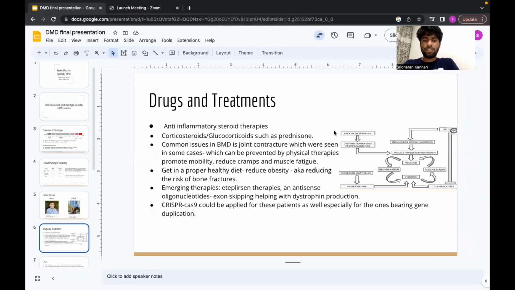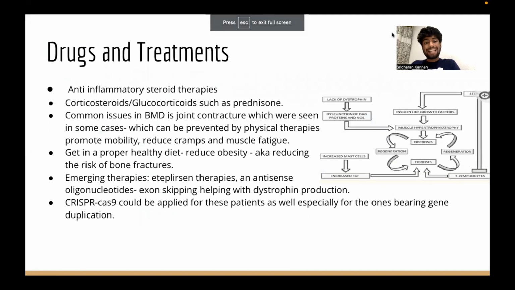Hi guys, this is Sricharan, and in this video I'll be talking about drugs and treatments for Becker muscular dystrophy. The first one is the anti-inflammatory steroid therapies. Basically, these are broadly used for BMD patients, purely because they have been shown to improve muscle strength and also function.